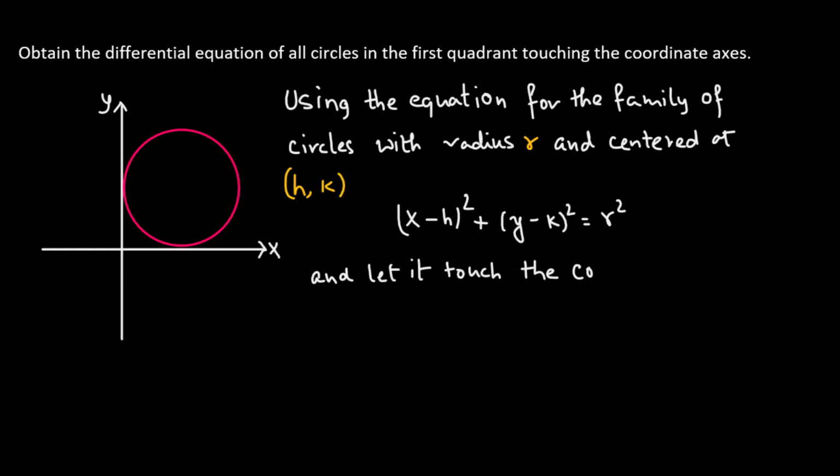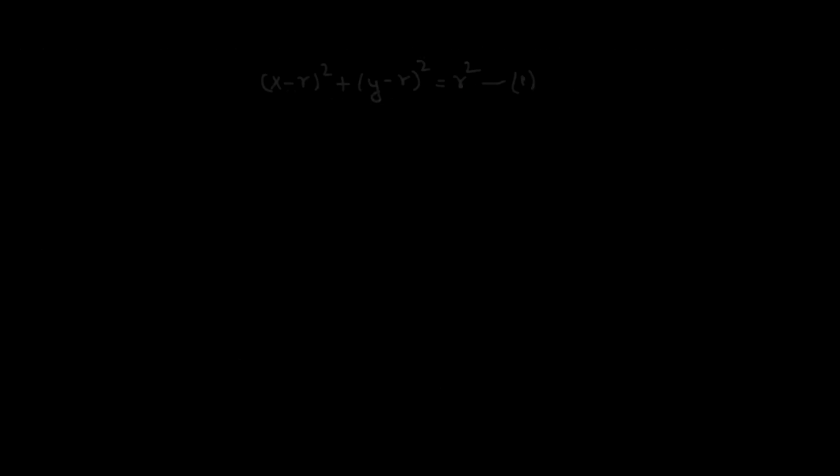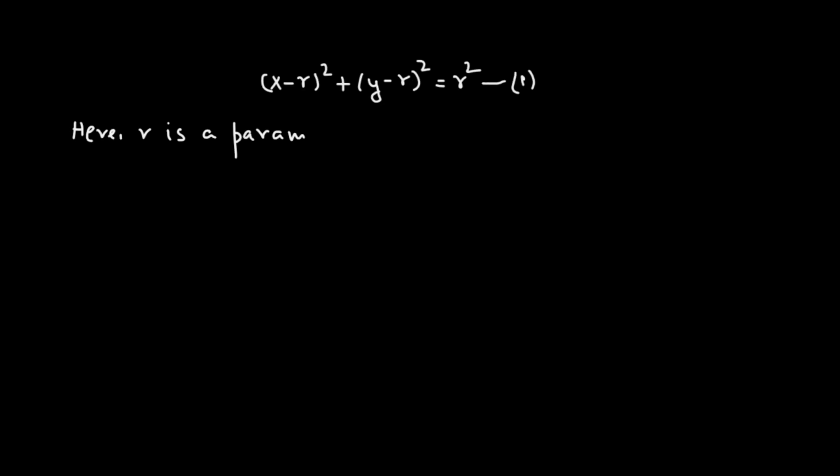And let it touch the coordinate axis. Then h will be equal to r and k is also equal to r. So we get x minus r whole squared plus y minus r whole squared equals radius squared. Let this be equation number 1. Here, r is a parameter.